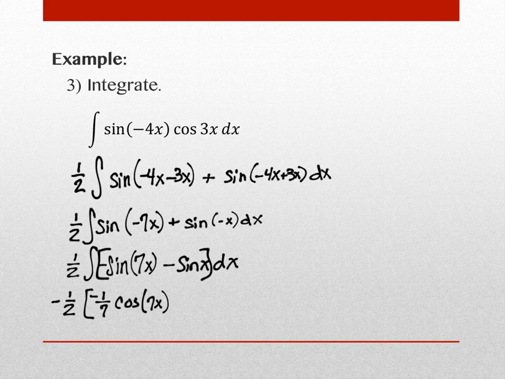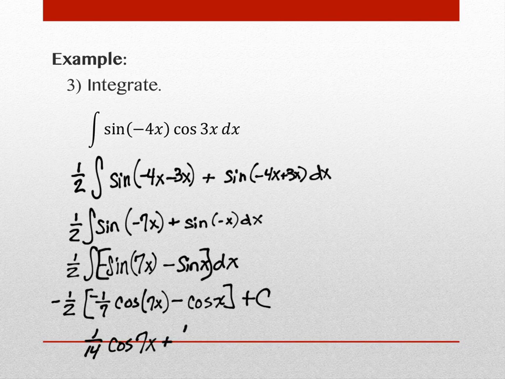What's the antiderivative of sine of x, which is now a positive because I pulled my negative out? Maybe I shouldn't have pulled them out, but what's the antiderivative of sine x? Yeah, it's actually negative cosine of x, plus my c. If I distribute my 1/2 through, we should have 1/14 cosine of 7x, and then plus 1/2 cosine of x plus c.